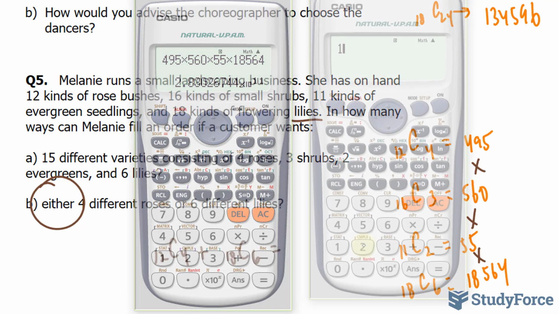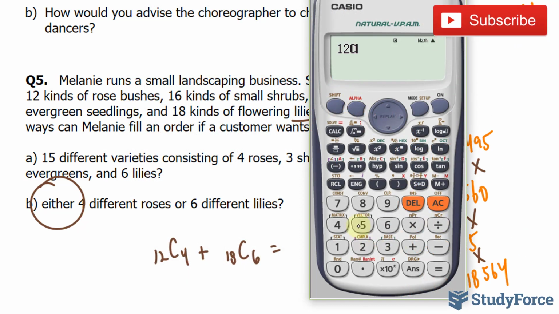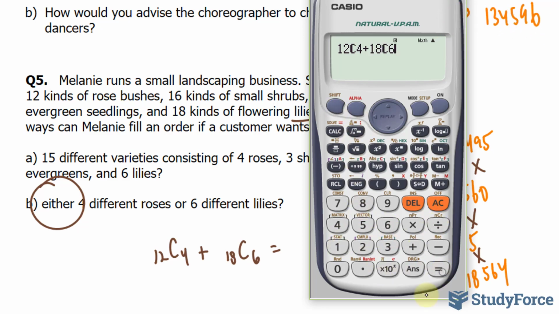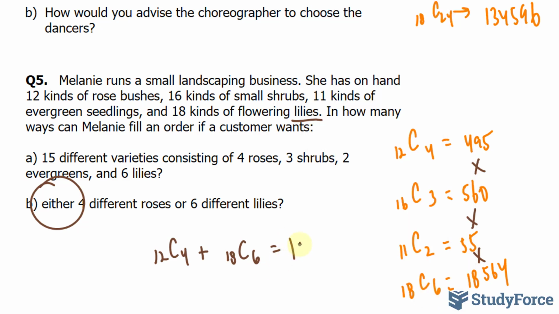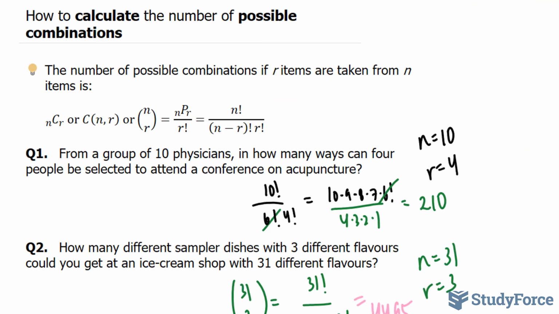Using our calculator, 12 choose 4 plus 18 choose 6. And we get 19,059. And there you have it. That is how to calculate the number of possible combinations.